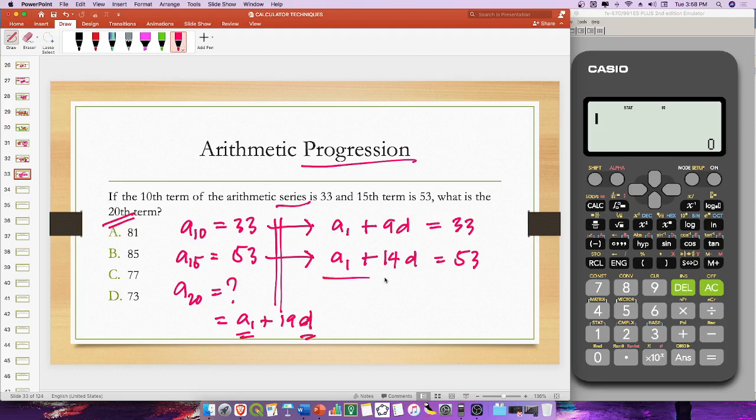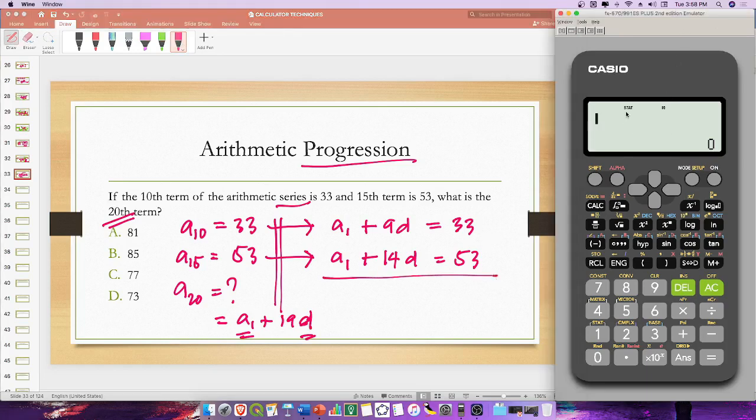Using our calculator, this is actually two equations with two unknowns. Since we are in stat mode, we need to go back to computation mode. This time, I will change the mode to equation because we are going to solve for the values of A1 and D.